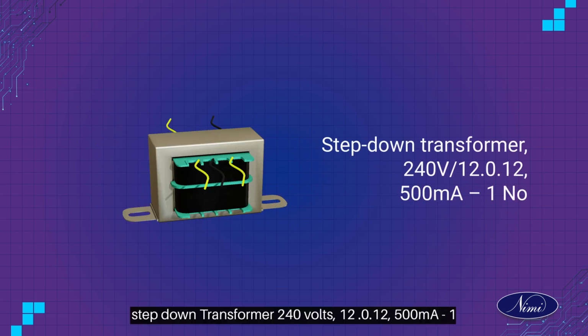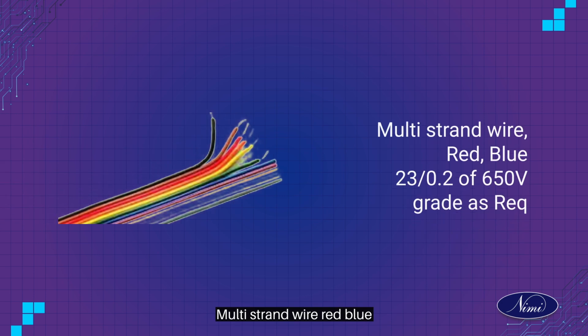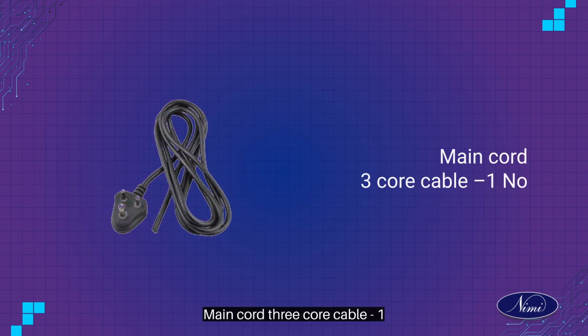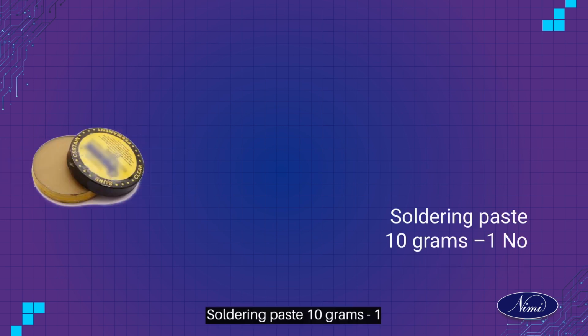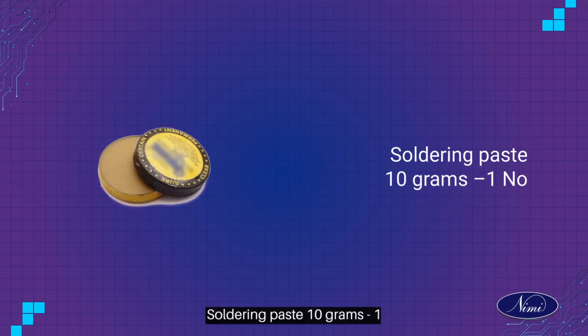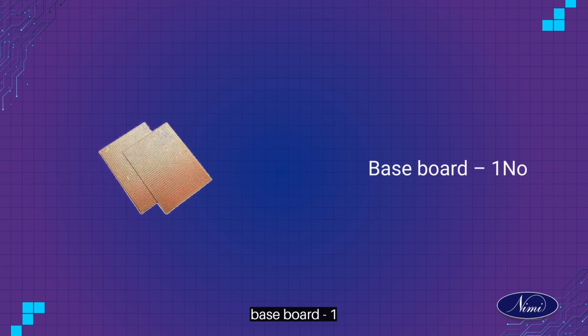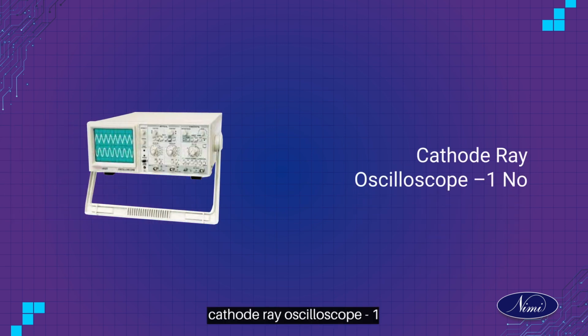Step down transformer 240 volts, 12-0-12, 500 milliampere, 1. Multi-strand wire red blue 23 by 0.2 of 650 volts grade as required. Main cord 3 core cable, 1. Resin core solder 60 by 40. Soldering paste 10 grams, 1. Base board, 1. Cathode ray oscilloscope, 1.